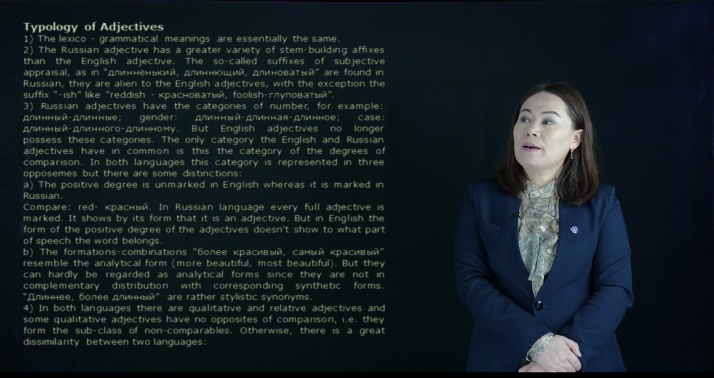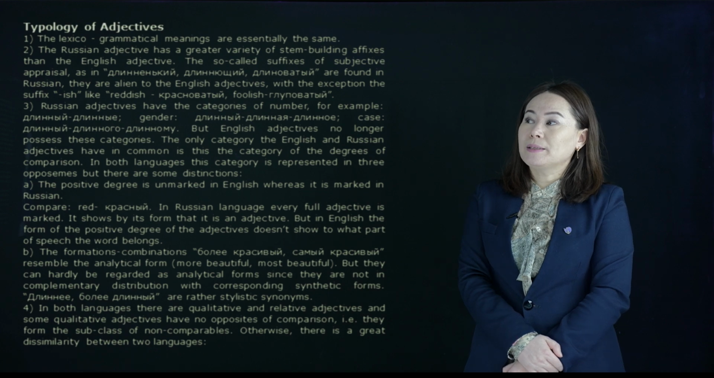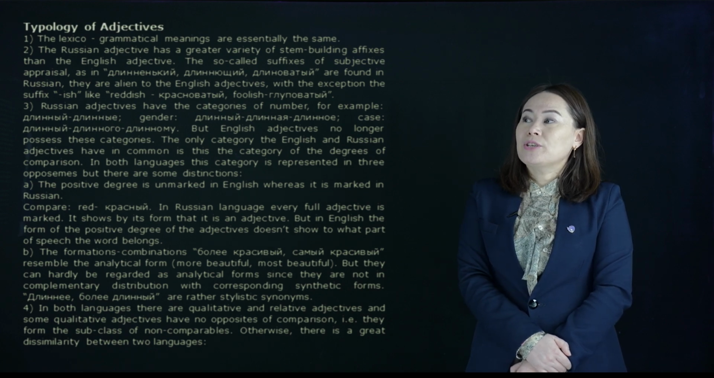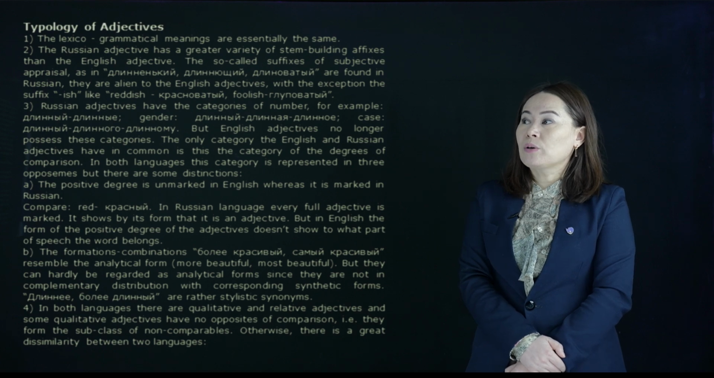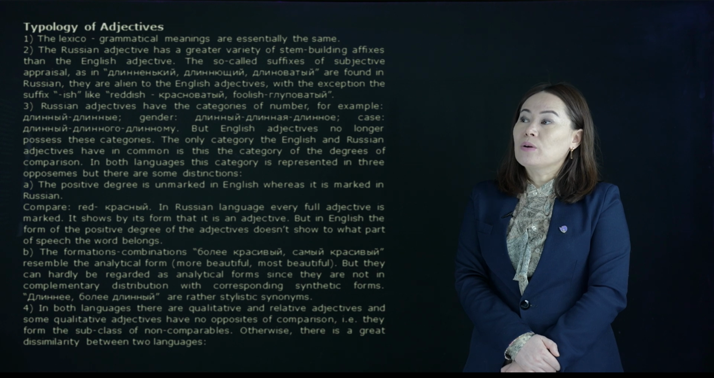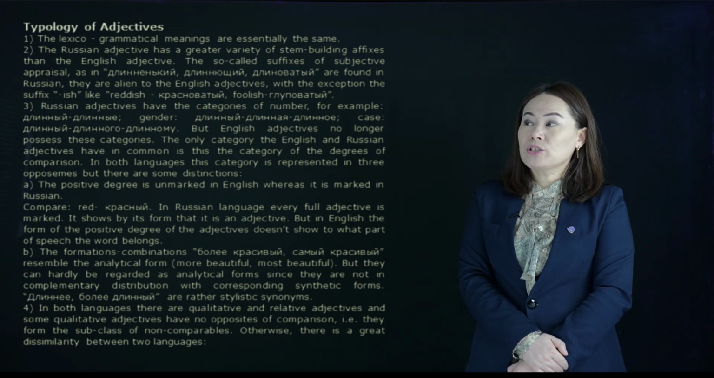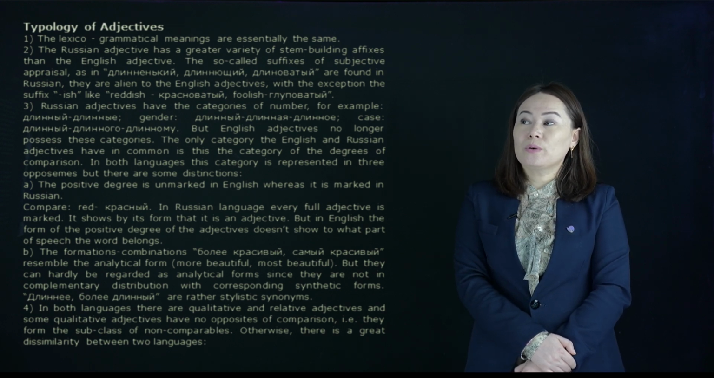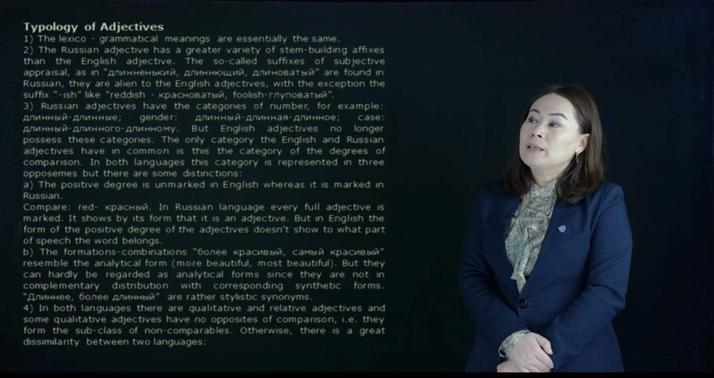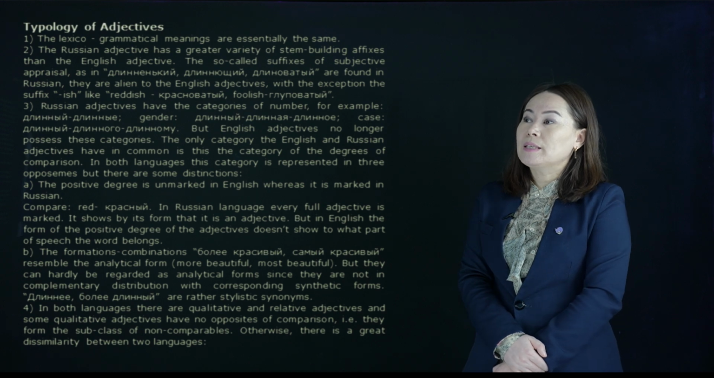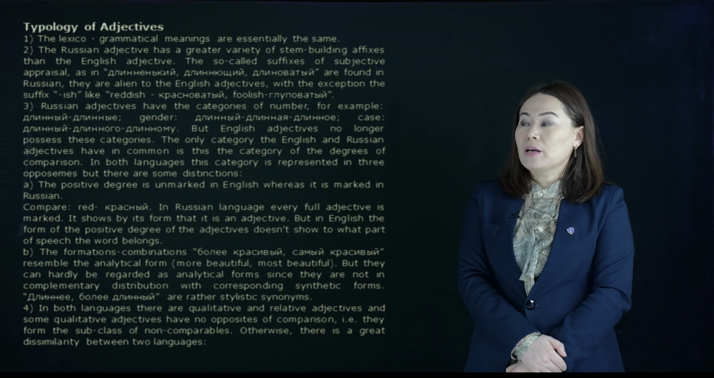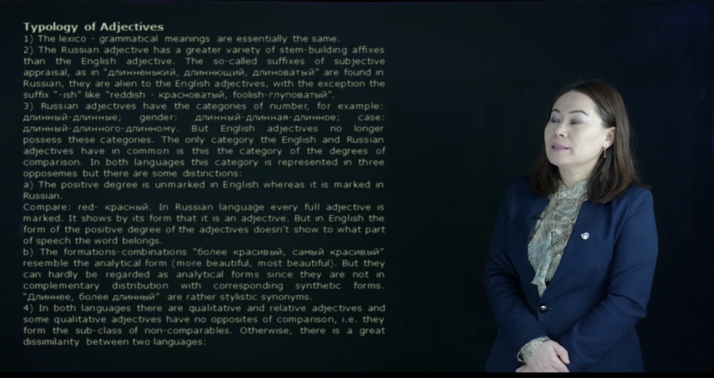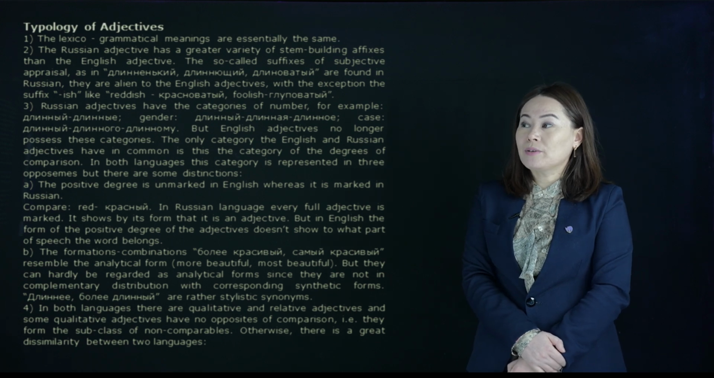Russian adjectives have the categories of number, for example, длинный, длинные, gender, длинный, длинная, длинную, case, длинный, длинного, длинному, but English adjectives no longer possess these categories. The only category the English and Russian adjectives have in common is the category of degrees of comparison. In both languages, the category is represented in three opposites, but there are some distinctions. The positive degree is marked in Russian, whereas it's not marked in English.